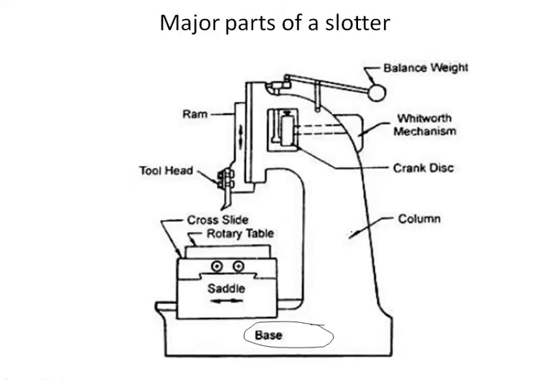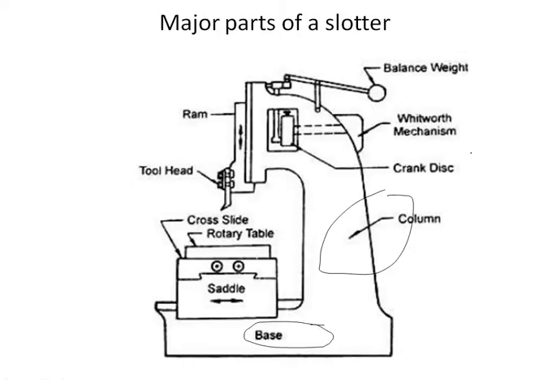Next comes the column. You all can see this column, which is in a vertical position. It is a vertical member which is cast integral with the base and houses the driving mechanism of the ram and the feeding mechanism. The front vertical face of the column is accurately finished for providing ways on which the ram reciprocates.